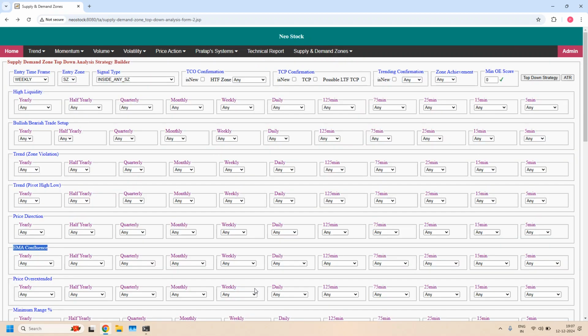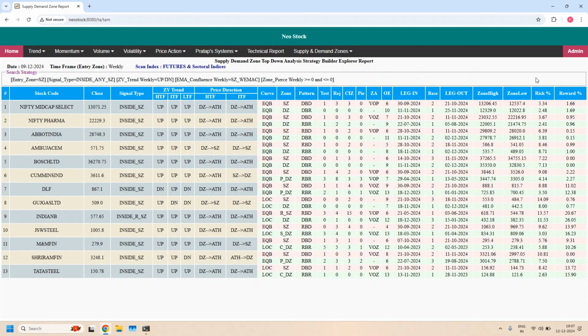In the EMA Confluence at a weekly time frame, the weekly supply zone having weekly EMA Confluence filter is enabled, and also the trend should not be sideways in weekly time frame. So I am selecting up or down. Let's filter. See, from 36 we got 13 stocks. These 13 weekly supply zones are having weekly EMA Confluence, and also price closed inside these weekly supply zones. So this is about weekly time frame.